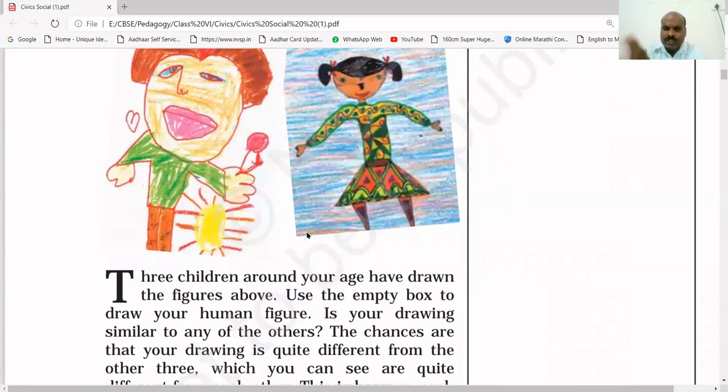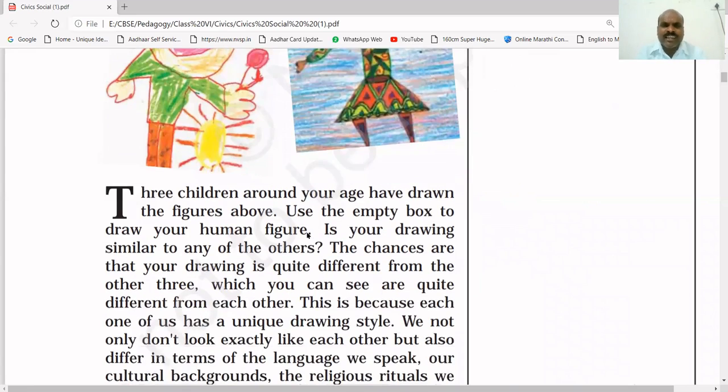This empty box is there. You can also draw your human figure there. Then you compare with those three. Do you see any similarity? Probably no similarity you can find there. That much difference is there. Why? The drawings are different because your drawing style is very different. It's very unique. The drawings do not look like each other. There are differences you can see.